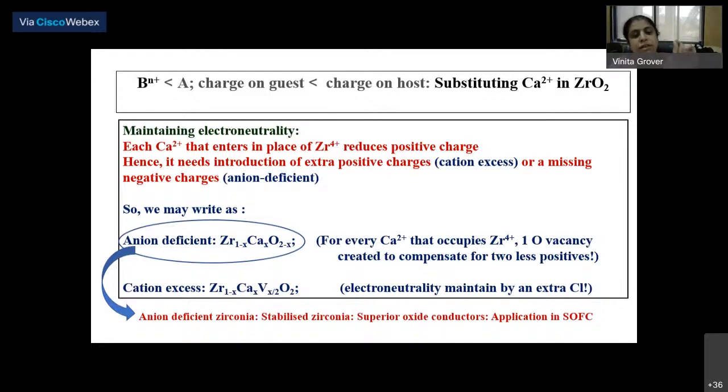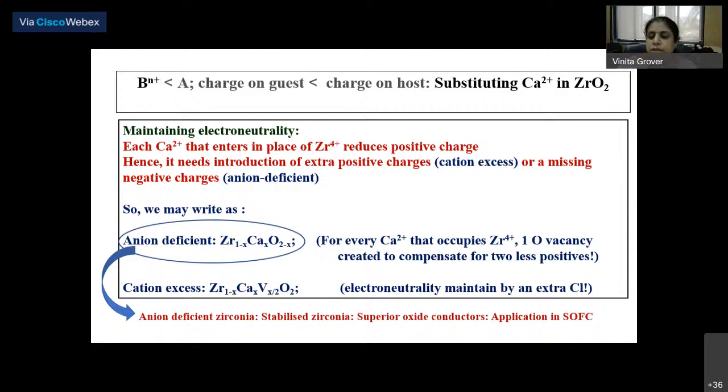And second, when we substitute calcium in place of zirconium or yttrium in place of zirconium, what happens is your lattice expands and it goes from ZrO2, which otherwise is monoclinic, to cubic. And the cubic fluorite lattice is very, very conducive to anion conduction. In fact, some of the so-called super ionic conductors, for example, lead fluoride, have got a fluorite lattice. Why? Because the fluorite lattice has got a lot of free space for the ions to move. Just remember these little points.